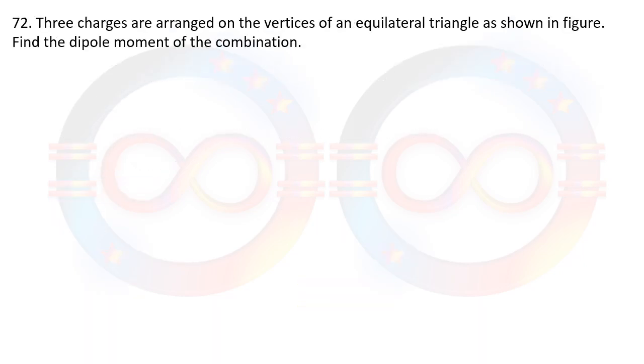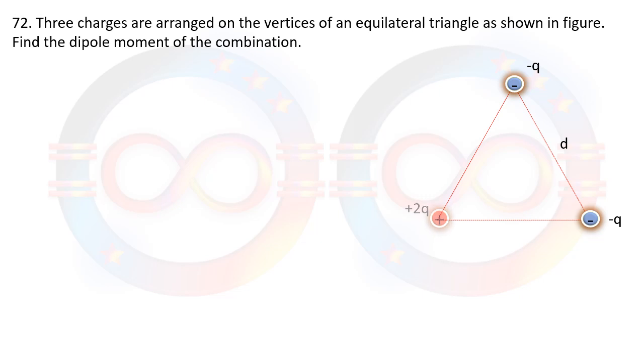Question number 72 is saying 3 charges are arranged on the vertices of an equilateral triangle as shown in the figure. Find the dipole moment of the combination. Actually in the figure it is given like this. Charge amount is minus q and this is 2q and the distance is given d. So if it is an equilateral triangle, distance between any two pairs of charges will be d only.